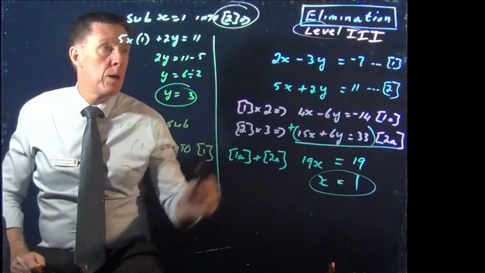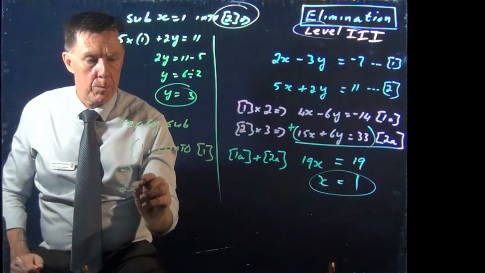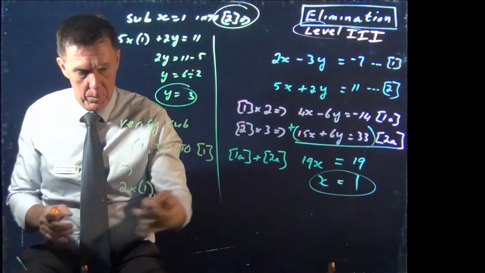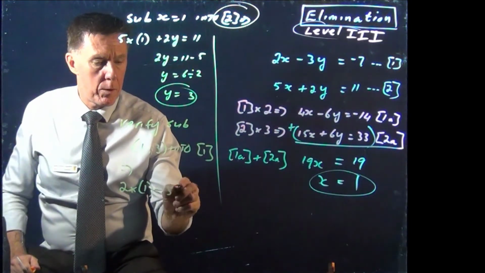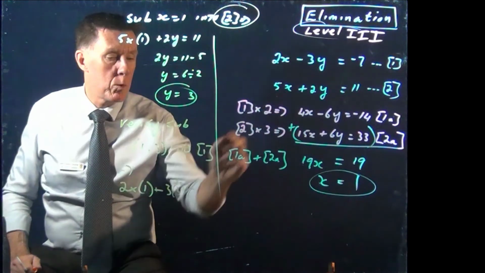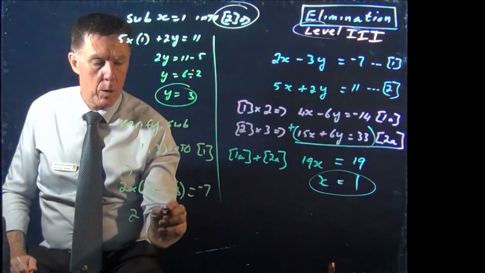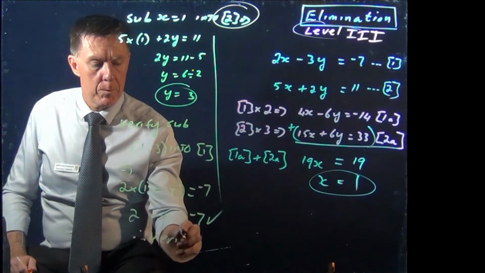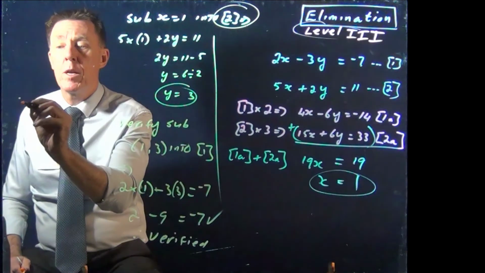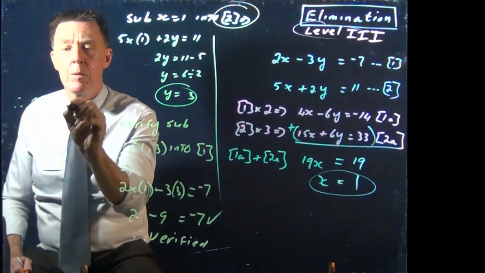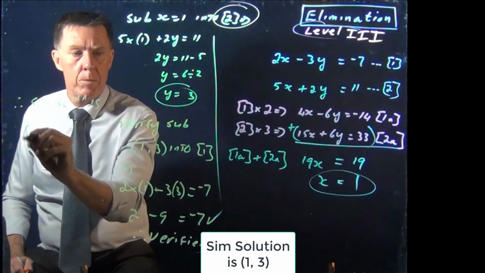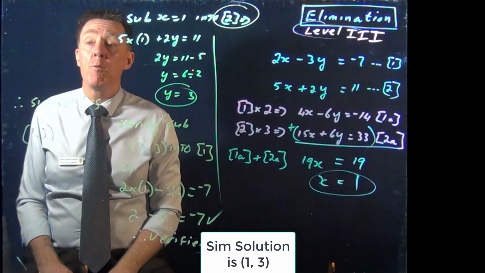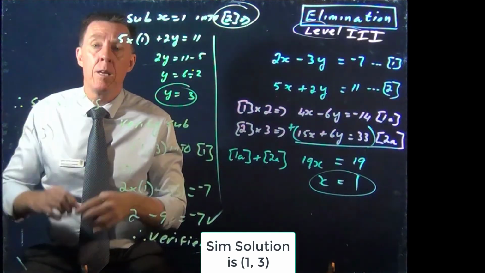So it's 2 times my x value, take away 3 times my y value. Should equal -7. That's 2, take away 9, does in fact equal -7. That's a true statement. It's therefore verified. So the simultaneous solution is there it is. Level 3 type problems. See you in class, and we'll practice some of them.